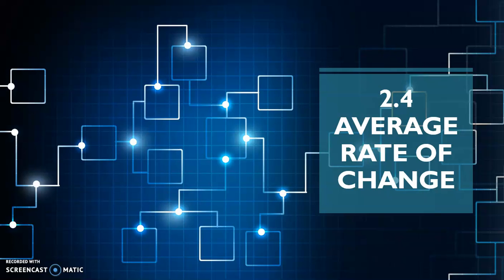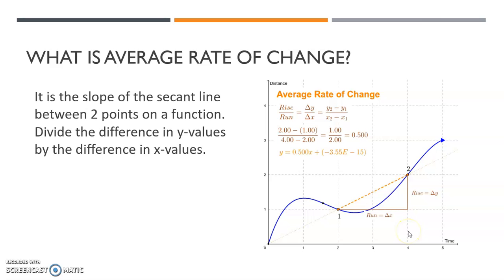Welcome to lesson 2-4, average rate of change. Let's start by looking at what average rate of change actually is. Average rate of change is the slope of the secant line between 2 points on a function.